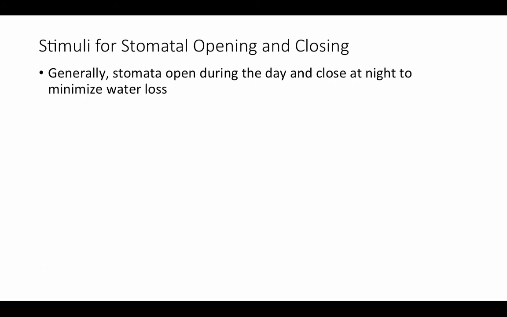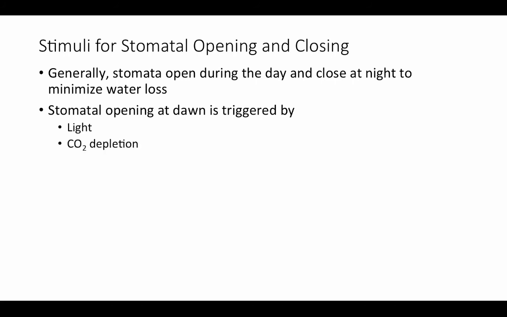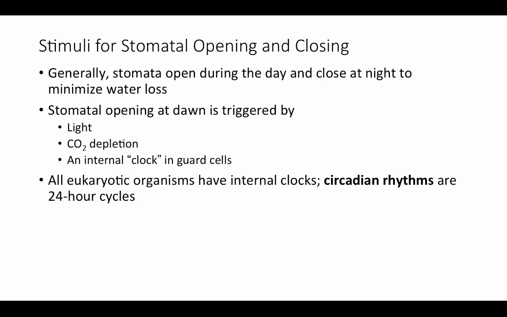Generally, stomata open during the day and close at night to minimize water loss. This is the case in C3 plants. And the opening of the stomata in the morning is going to be triggered by light, also the depletion of carbon dioxide, and also there's going to be an internal clock that's going to regulate the opening and closing in these guard cells. So all eukaryotic organisms have these internal clocks that create what's called a circadian rhythm. And so these are 24-hour cycles of different activities that occur in biological systems.